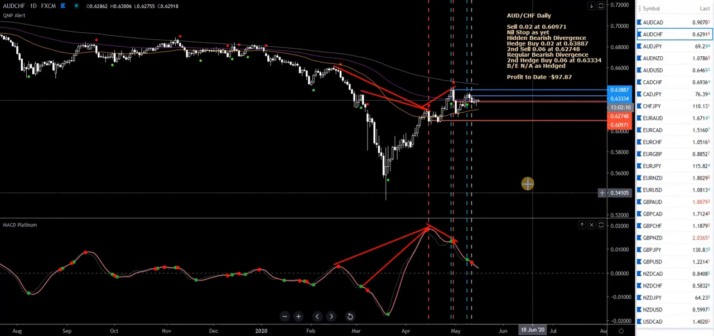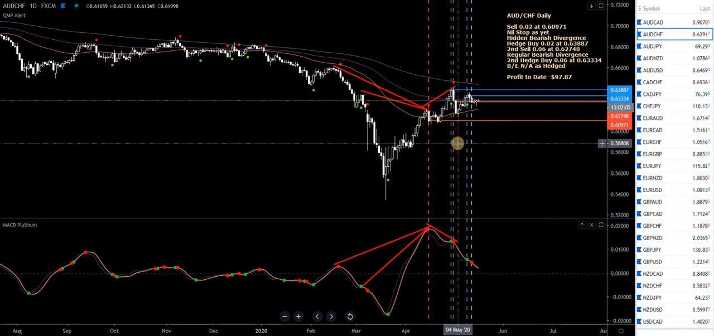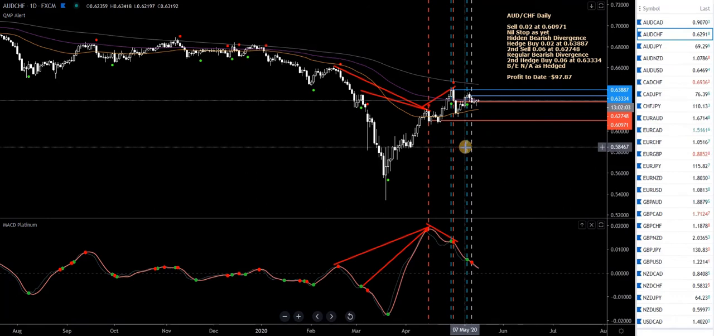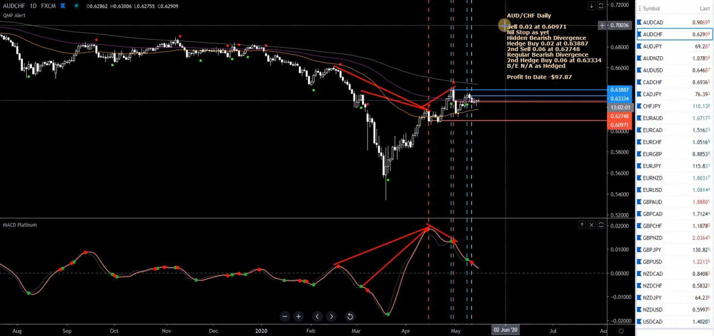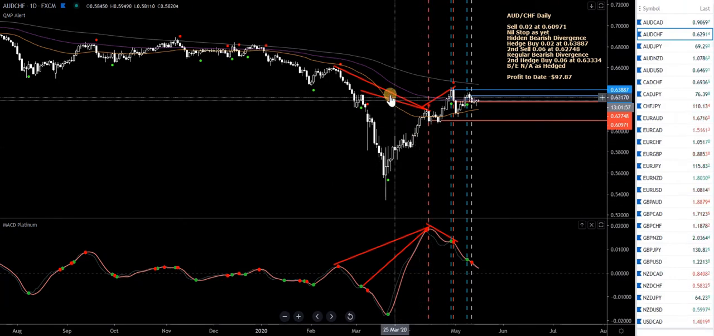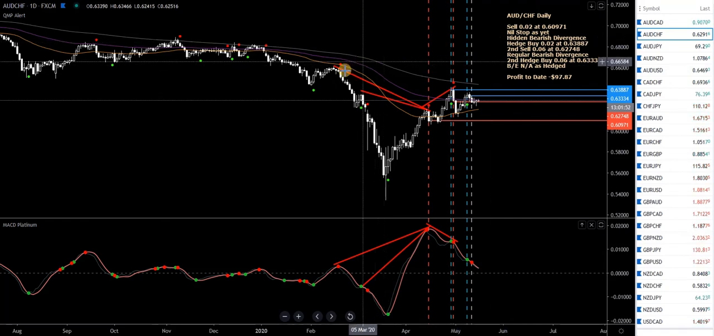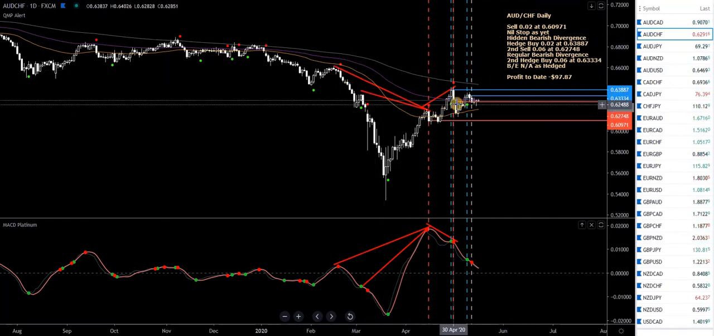AusSwiss, now in several trades here, again started with a sell, buy, buy. You can read my notes. The position size increases, I'm hedging. If I've got hidden bearish divergence, I'm going to hedge. I like the hedging concept.